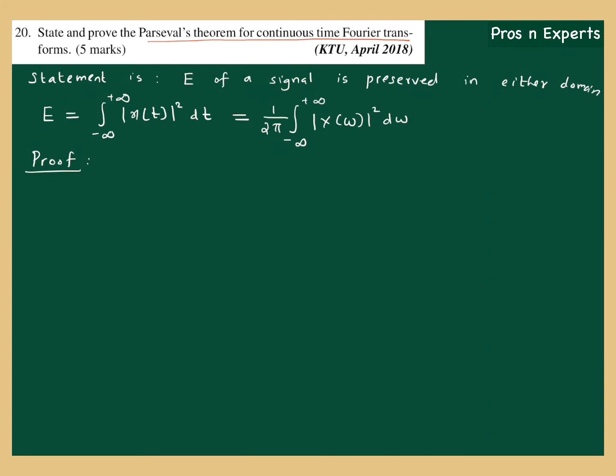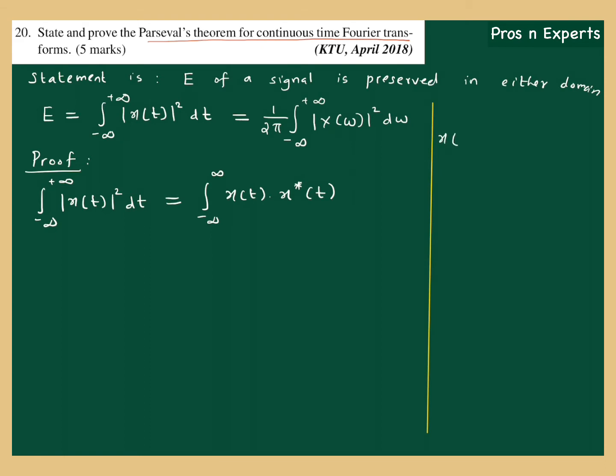Let me start with the LHS. Integral minus infinity to plus infinity mod x of t the square dt. I can write it as integral minus infinity to infinity x of t into x star of t, where x star of t is the conjugate of the signal x of t. Always x of t into x star of t will give you the modulus of x of t the square. Okay, now let us see what is x of t and x star of t.